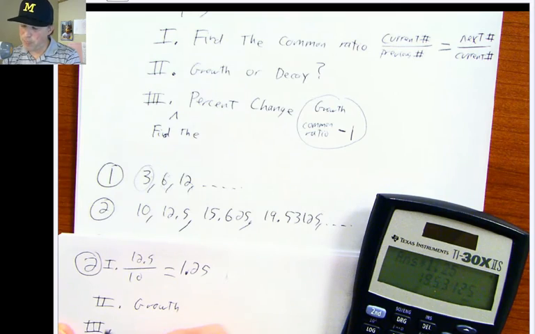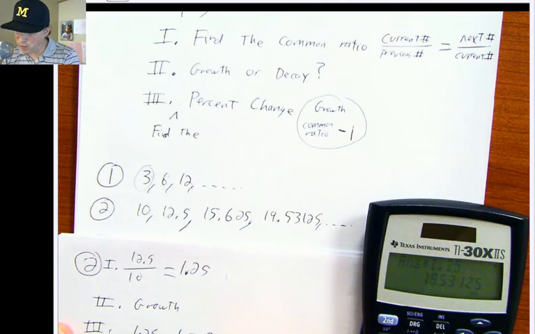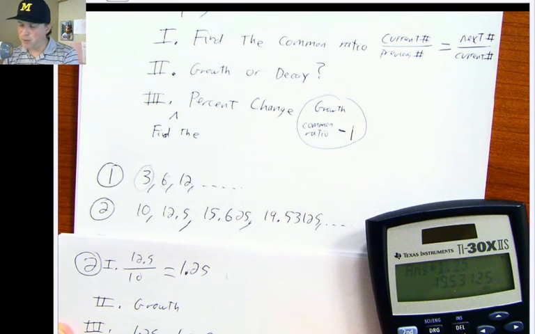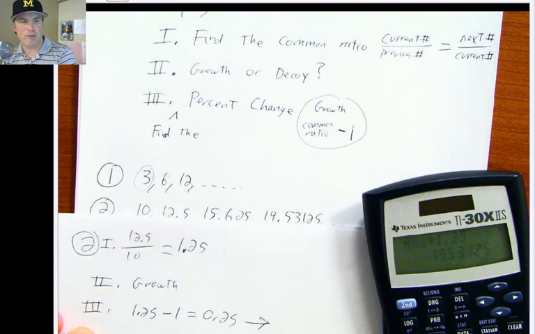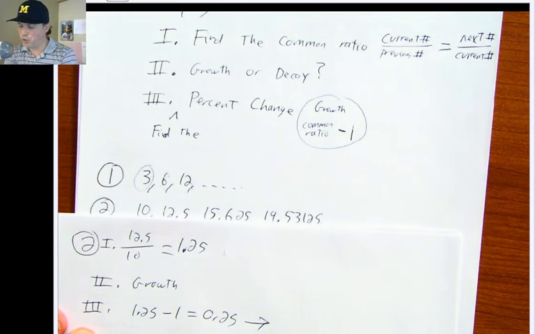Part 3, the percent change. The common ratio minus 1. 1.25 minus 1 is 0.25, but we're looking for percent change, so we change that decimal to a percent, and you get 25%.